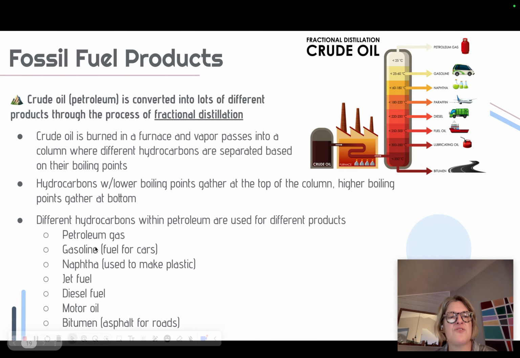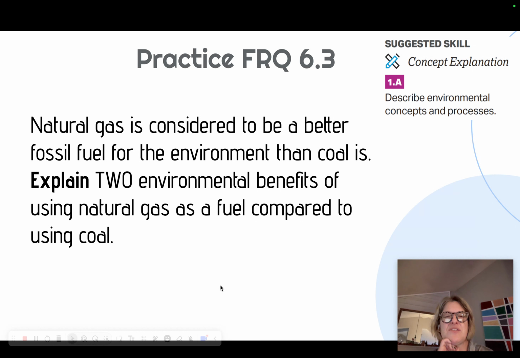And so the different hydrocarbons can be used to make all of these different items. Bitumen that we talked about before, that's the major component of asphalt for roads. So we actually do use bitumen right in blacktop. And you can imagine that's exactly what bitumen smells like too, not a very friendly scent. Okay, so this brings us to the end of 6.3.